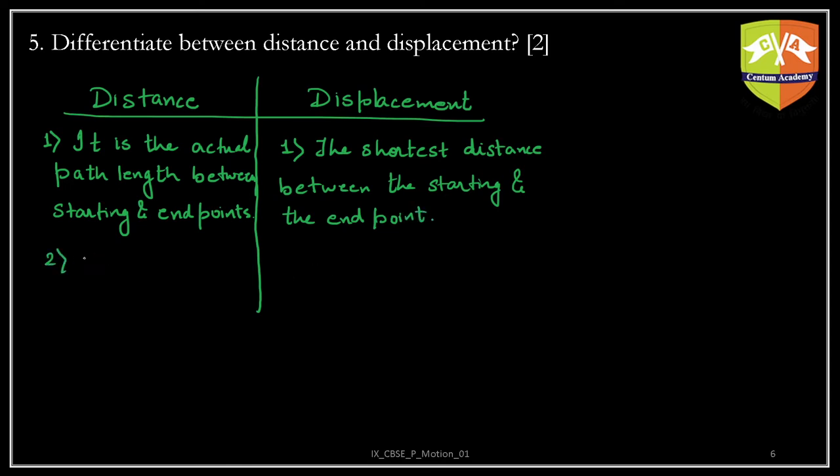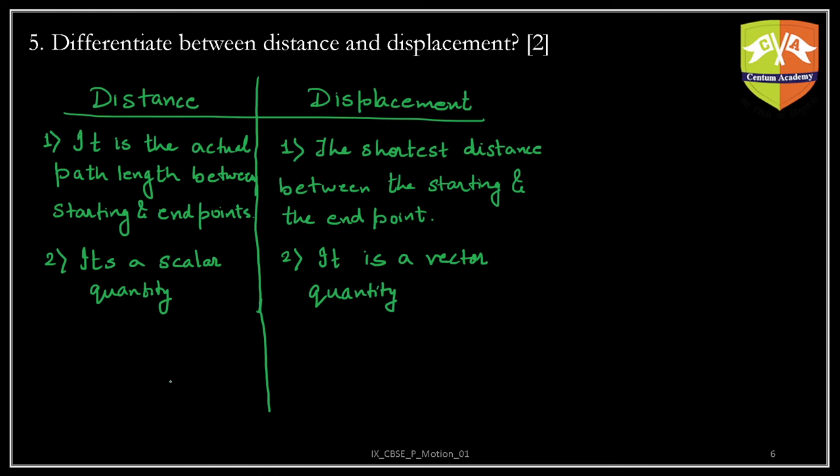Second is, it's a scalar quantity. All of us know it's a scalar quantity, correct? There is no mention of any direction, right? Here you'll say it is a vector quantity. So this is another point of difference. It is a major point of difference. It is a vector quantity. Correct.